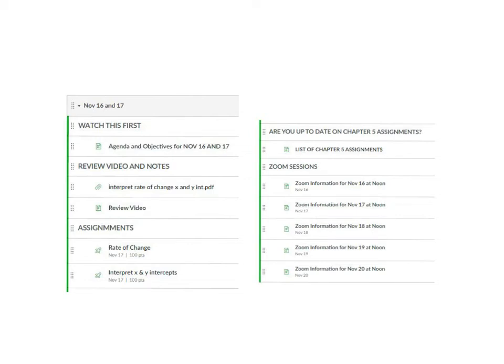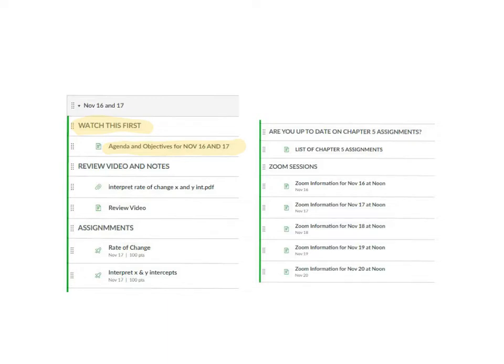Right, ladies and gentlemen, we are going to go through the agenda for November 16th and 17th. So right now you are right here on Watch This First. Going to go through our agenda and what we need to do for the next 2 days. And so the first thing that we are going to do is to go back and look at a review video and some notes that go with it.